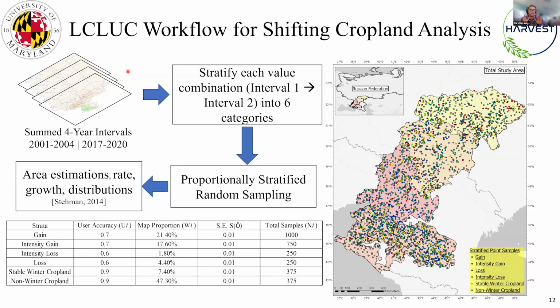So we have expansion, which is where there was no winter cropland being planted, and then in the second interval, there was winter cropland. And then we have intensification, where there was, let's say, out of 4 years, one winter cropland. There was winter cropland for 1 year. And then in the next interval, there was two, three, or four times winter cropland was being planted.